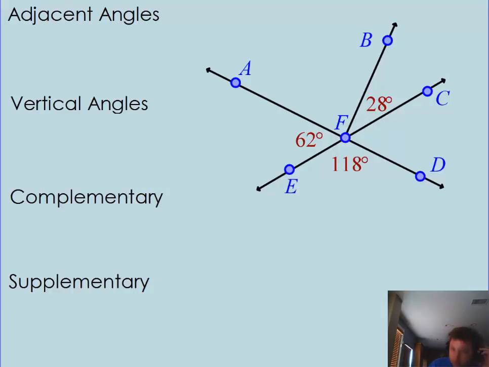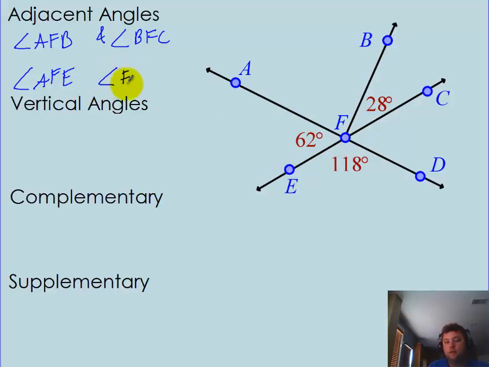Moving on. So we got this diagram. Let's try to look for a few in here. So adjacent angles. Where do I see adjacent? All over the place. I could call angle AFB, it's adjacent next to angle BFC. Geez, I could just do angle AFE and angle, let's call it EFD. There's a lot of options here. Those are only 2 of many.